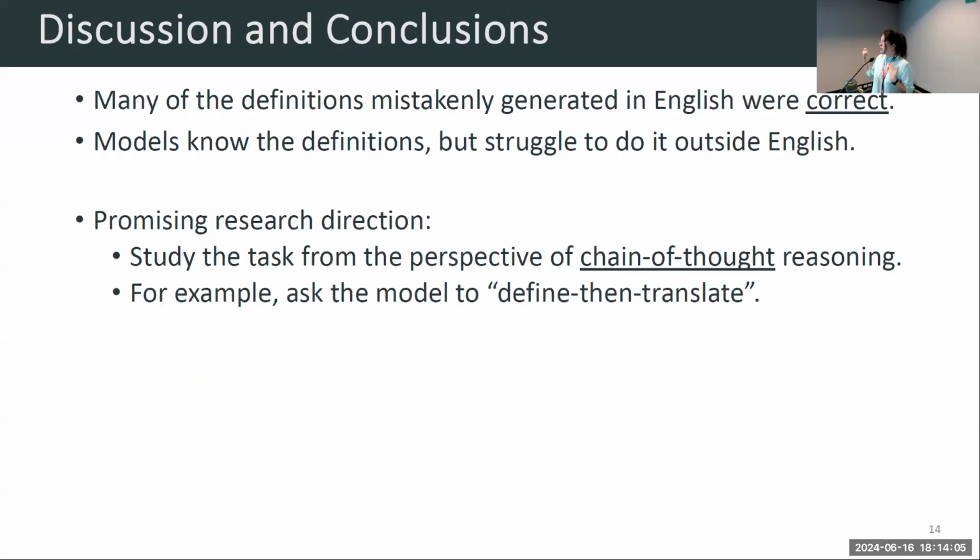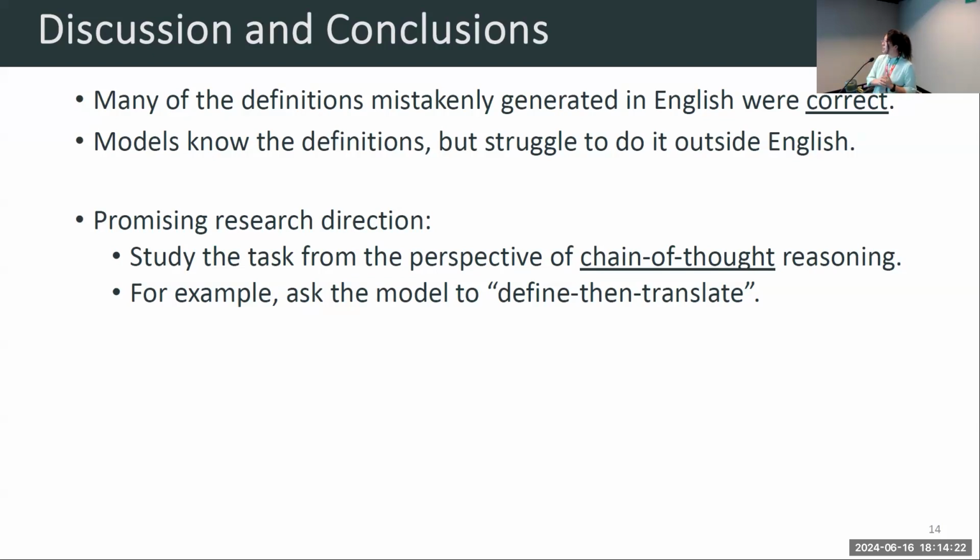So as for some of the conclusions that we get, we saw that many of the definitions that were mistakenly generated in English were actually correct. So the models know the definition, but they don't know how to do it outside English. So this is something that we need to work on.